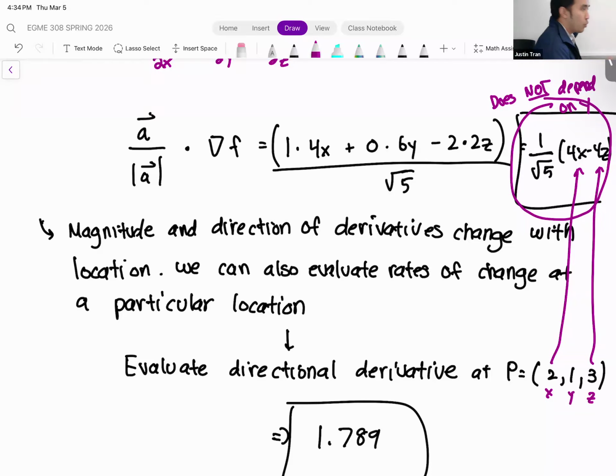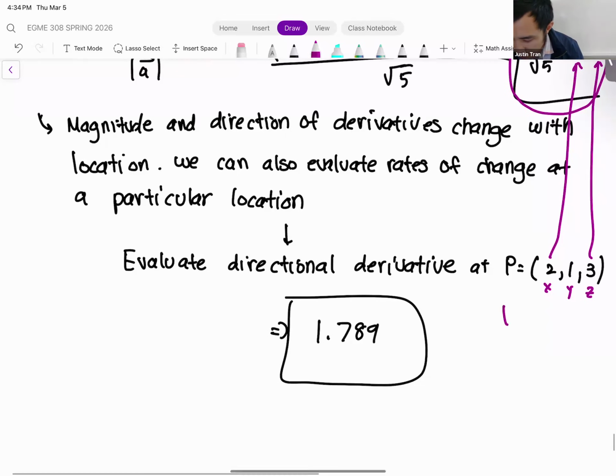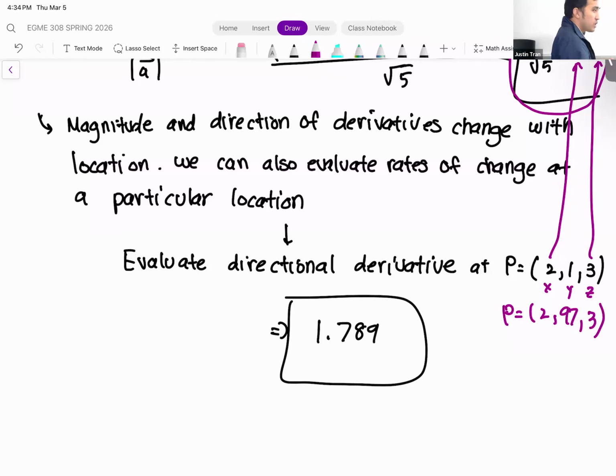Just because y is not in that expression at all. So that means if we evaluated this rate of change at a different location of y, let's say we evaluated at p equal to (2, 97, 3), our x and z values stay the same, but our y is different. We're going to get the exact same result because our rate of change does not depend on y.